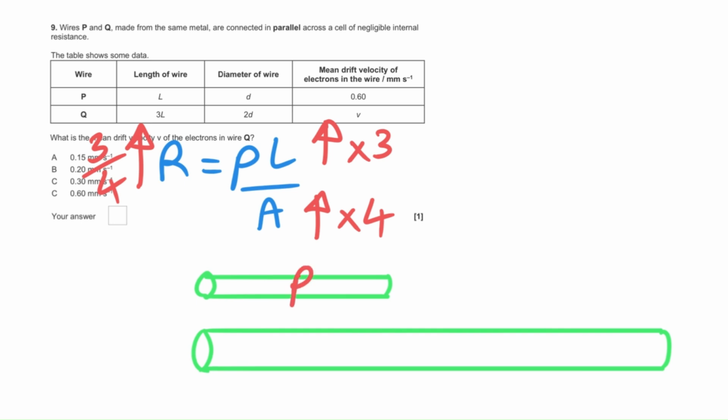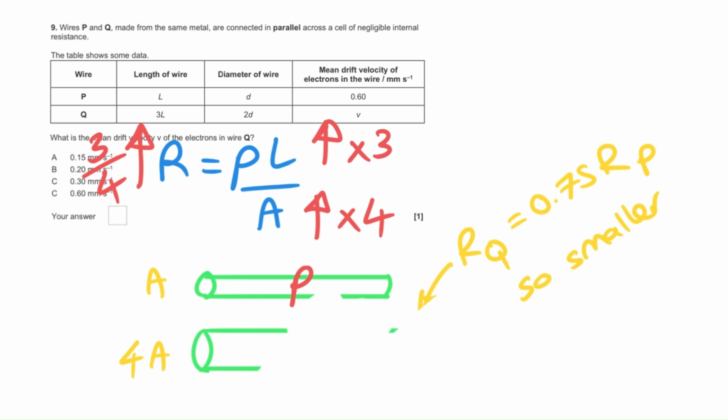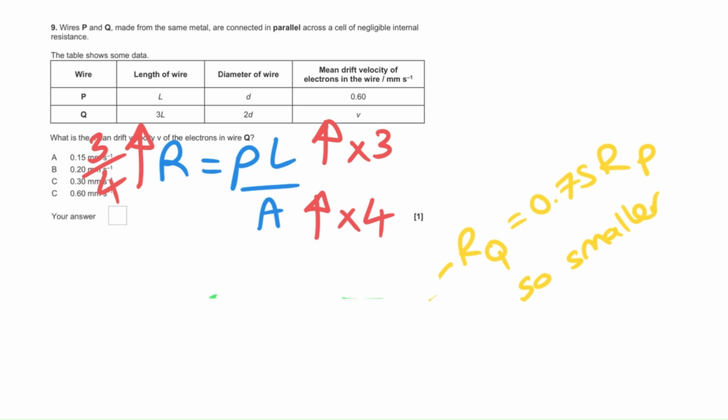Now, if I were to draw this out, I might have one wire, which is 3 times longer than the other, and 4 times the cross-sectional area of the other. Isn't quite to scale, pretend it is. So the point is that resistor Q, or wire Q, is actually of a lower resistance. Because although it's got 3 times the length, it's got 4 times the cross-sectional area. So it's actually 0.75 times resistor P.